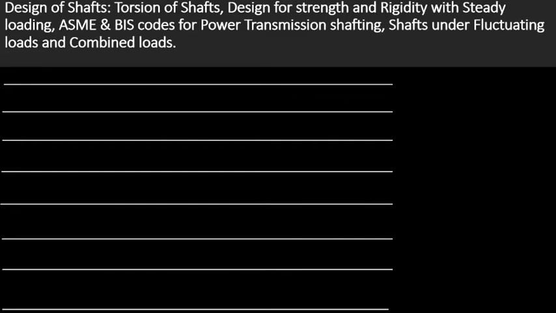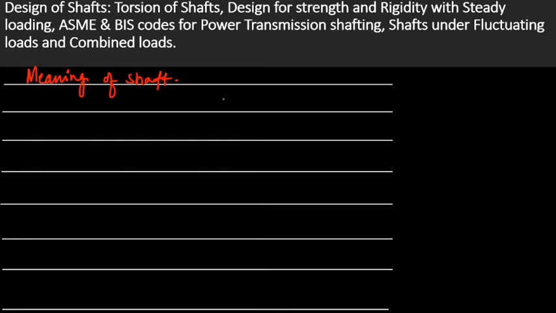Before I start, let us clarify what the meaning of shaft is. A shaft usually refers to a machine member which is used to transmit power from one position to another position, with the help of gears, pulleys, and sprockets.